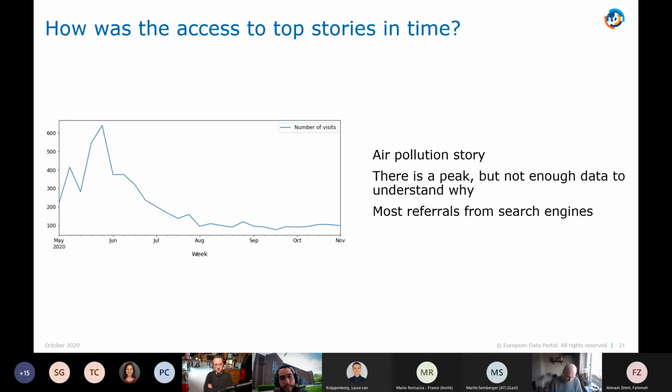Where we did find a peak was on the air pollution story. Unfortunately, due to privacy limitations, in this case from Google, you can almost never get the exact keyword from Google that led to a specific page, so we were not able to ascertain why we had a peak here. Something must have happened about air pollution around this time. It was very popular, because after that the story was not really very accessed.